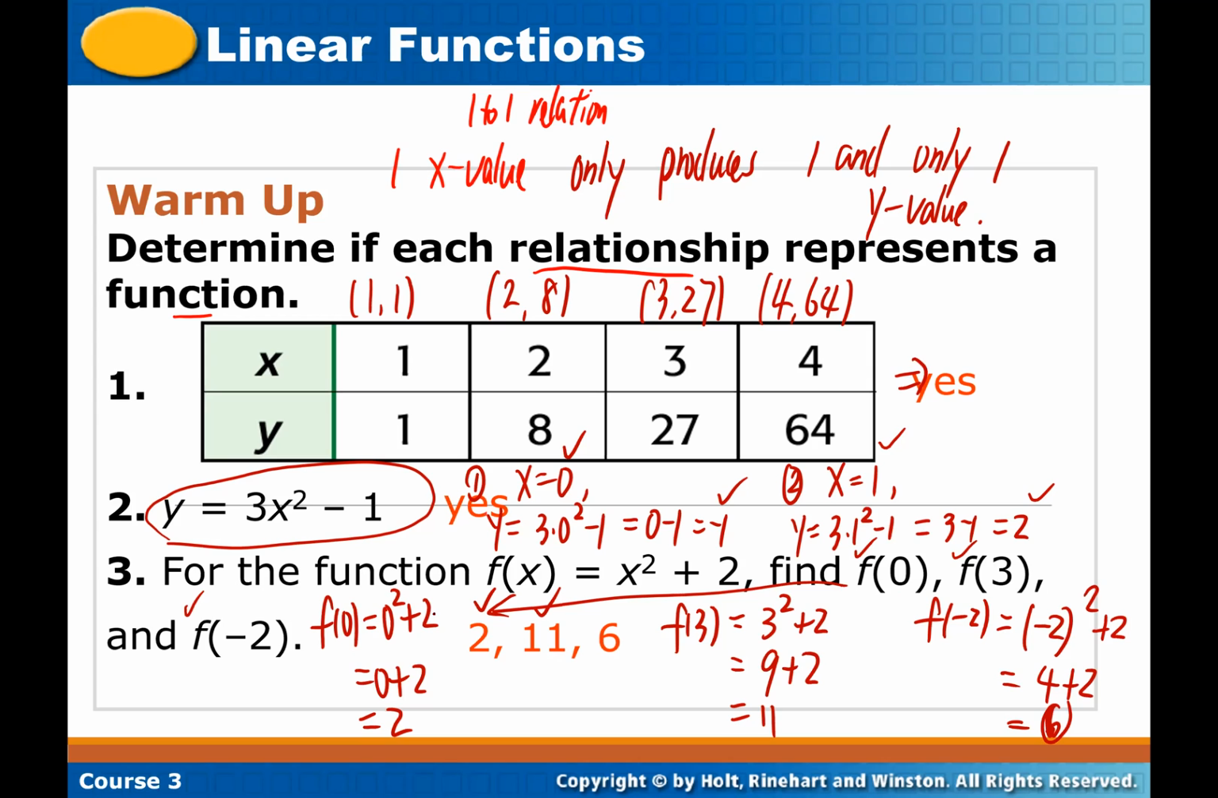Perfect. So f of negative 2 turned out to be 6, right? And again, it's one to one. So one x value produces one and only one y value here. So it is a function.